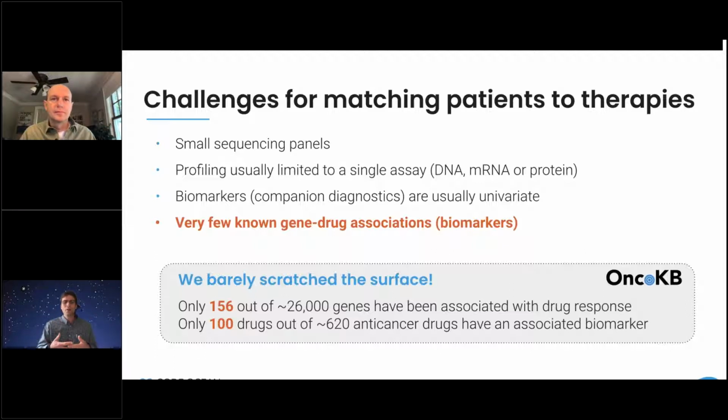We don't know if a genomic aberration is actually predictive of drug response. And if you look at all the clinically approved biomarkers on the OncoKB database, you can see that only 156 genes out of the 26,000 protein coding genes have actually been associated with drug response in a clinical setting. And that's only for 100 drugs out of our current arsenal of more than 600 anti-cancer therapies. So we basically only scratch the surface. There is so much to learn.